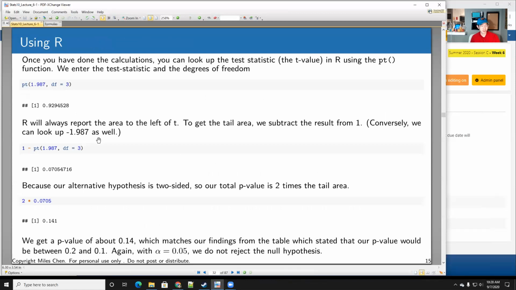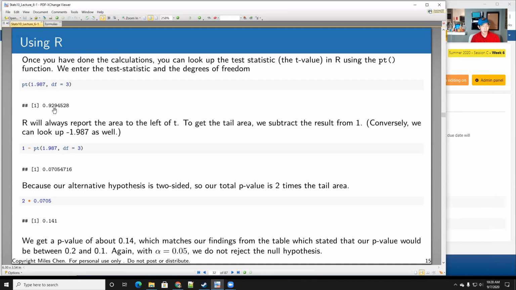Okay. So if you want to use R rather than the table, this is also an option. So this is what you could do: after you go through your calculations and you get your test statistic of 1.987, you can throw that into R and type in PT, and PT would tell you the area to the left of 1.987.